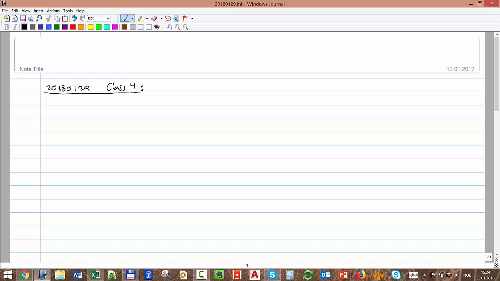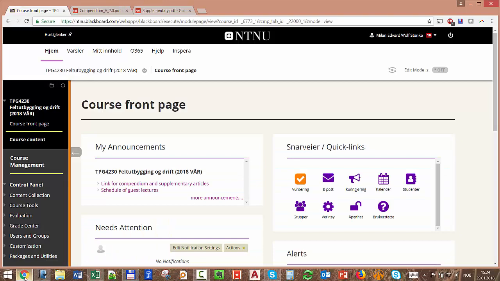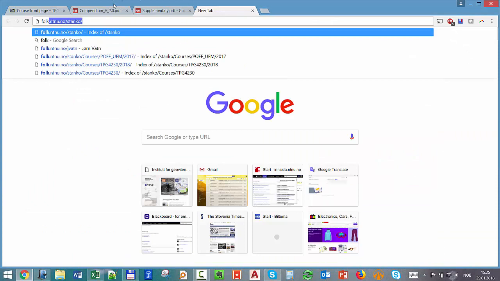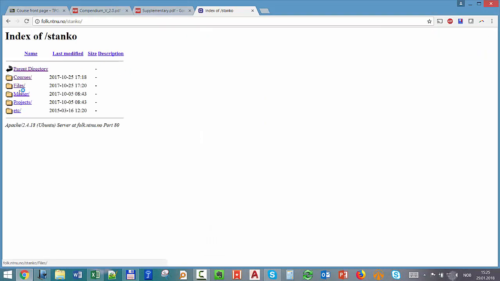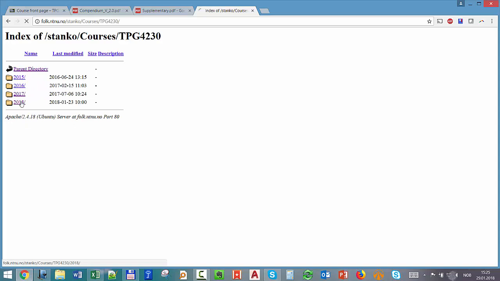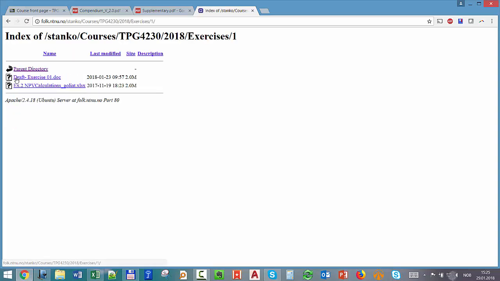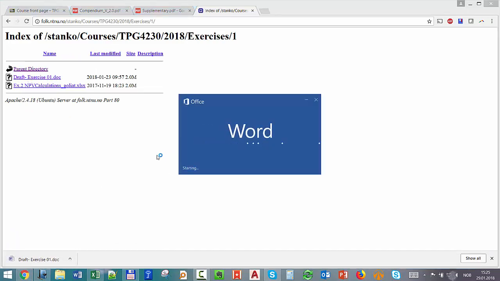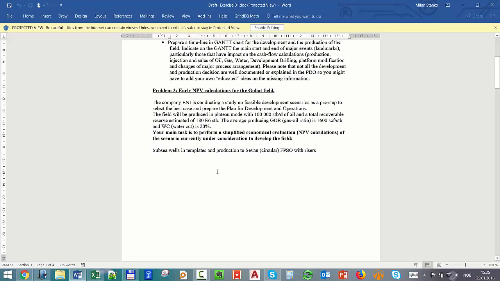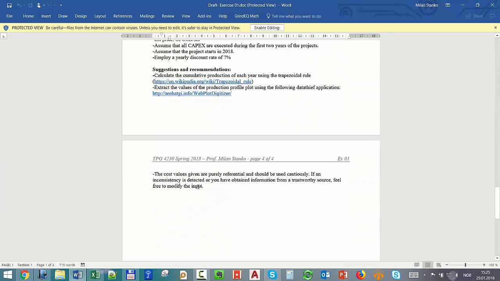Okay, just a few things. Like I told you, I published the draft of exercise set number one on my website. This is not the final version, but I'm putting there the first two exercises. For the first one, you should already have enough knowledge to solve it. That's the exercise we had in class. The second one, we hope to have some time to discuss today. Two more problems are not yet there.